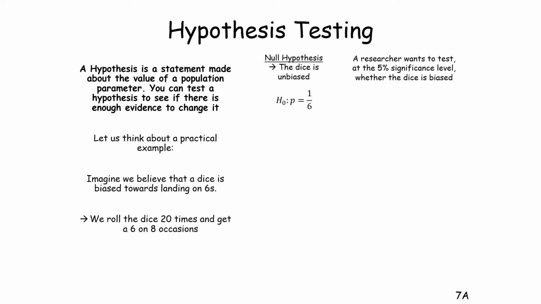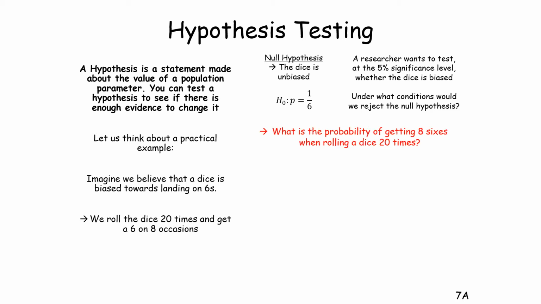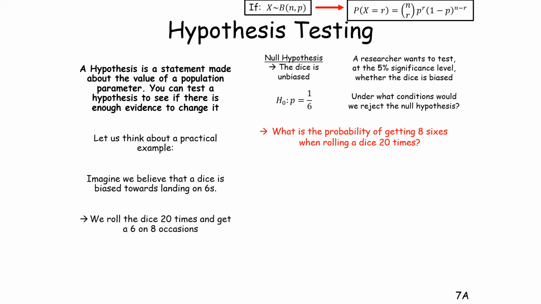A researcher wants to test at the 5% significance level whether the die is biased. So we're testing at 5% significance. Under what condition would we reject the null hypothesis? What is the probability of getting 8 sixes when rolling a die 20 times? Well, we know this obeys the binomial distribution. We have a fixed number of trials, and the trials are independent of one another. So it meets the usual binomial conditions.